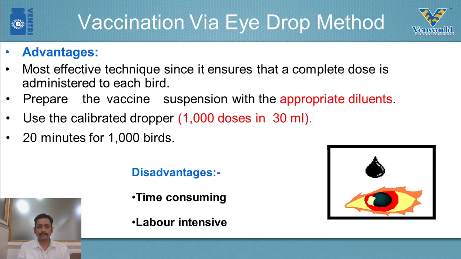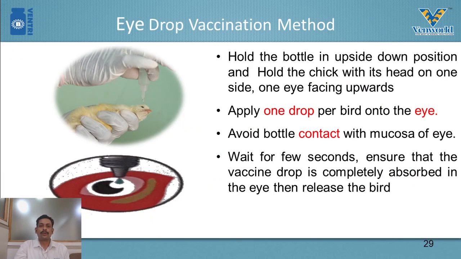If you look at the disadvantages, it is time consuming and the labor requirement is more for the handling of the birds. During this eye drop vaccination, hold the bottle in an upside down position in one hand, and hold the chick with its head on its side, one eye facing upwards. So this is the way we have to hold this bottle, and this is the chick we have to hold. The drop should reach directly to the eye, as you see here.